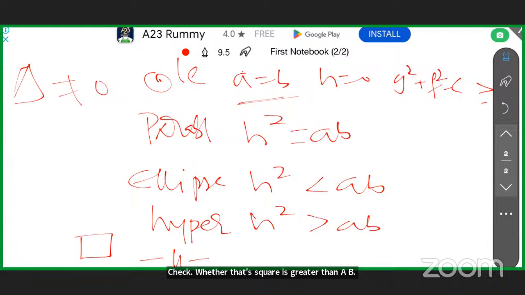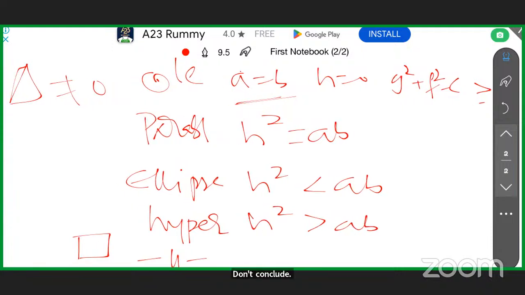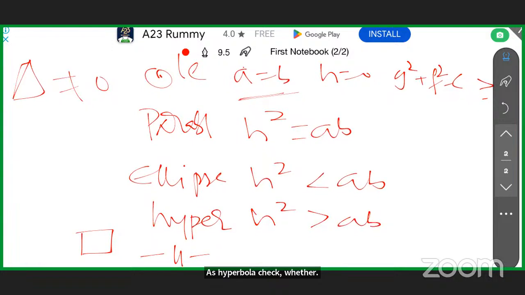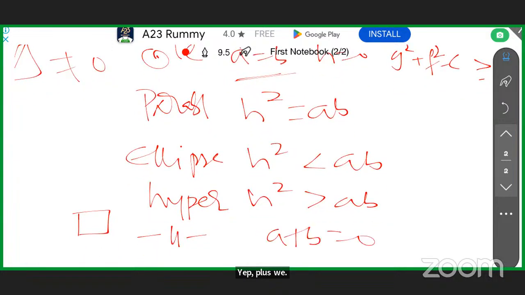If H square is greater than AB, don't conclude it as a hyperbola yet. Check whether A plus B is equal to 0. So first thing, when delta is not equal to 0, check A is equal to B. If that condition is not satisfied, check whether H square is equal to AB. Even if that condition fails, check H square less than AB or greater than AB. If it is greater than AB, check one more condition, A plus B is equal to 0.